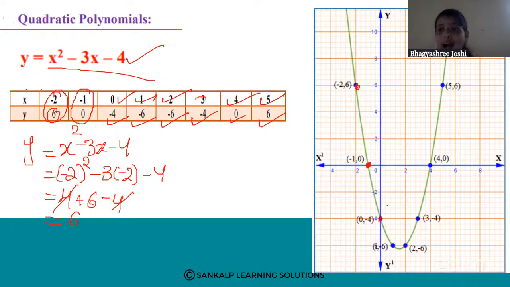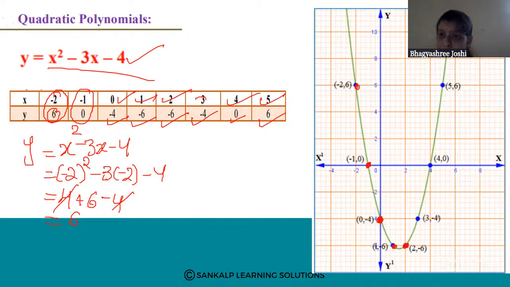Y is minus 4, x is 0. That means it comes in the y axis. Minus 4 is here. 1, minus 6, 1 minus 6 here. 2, minus 6, 2 is here, minus 6 is here.